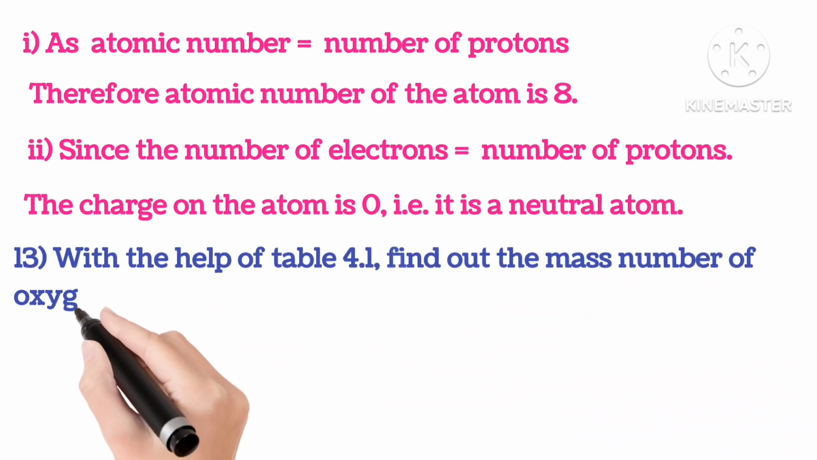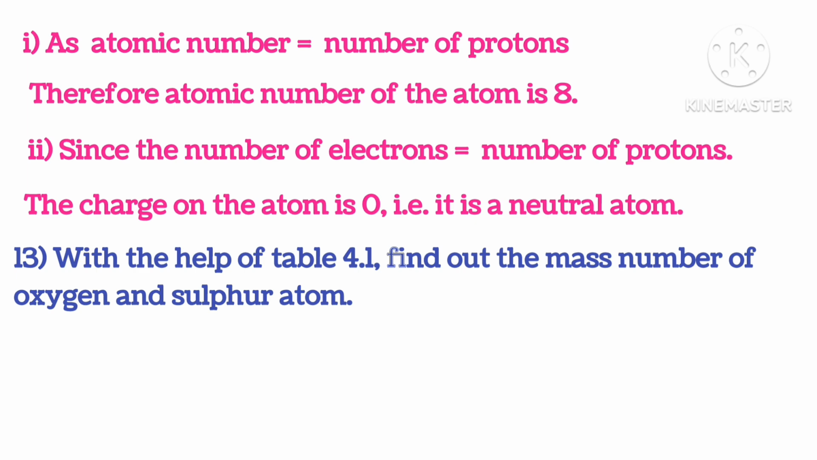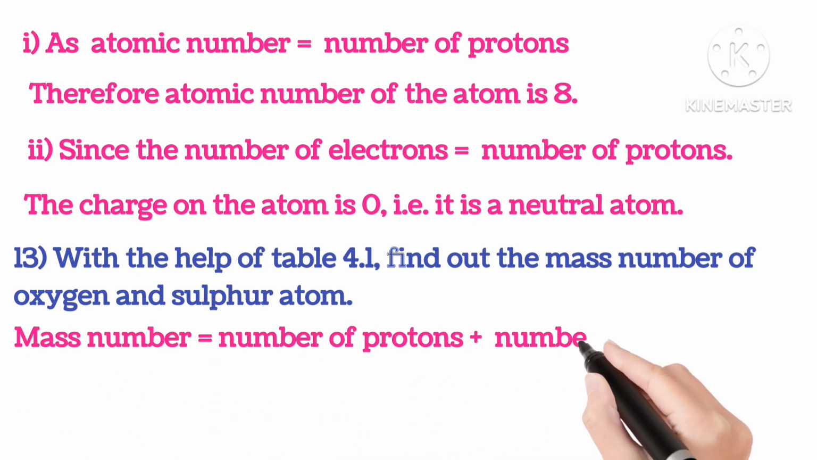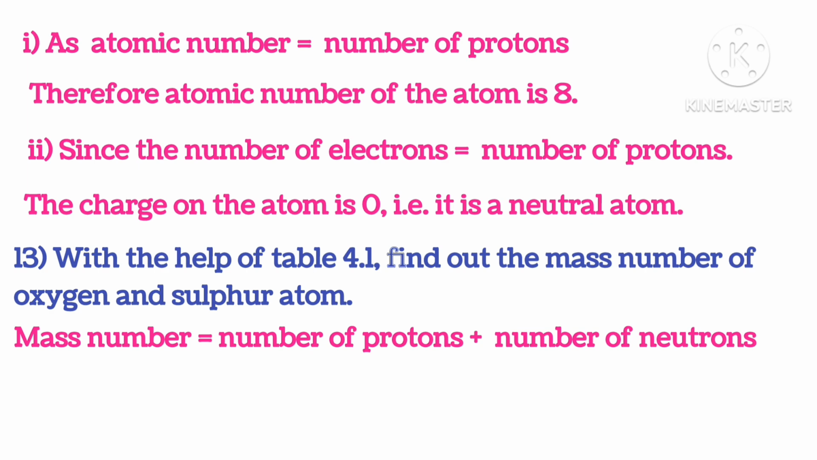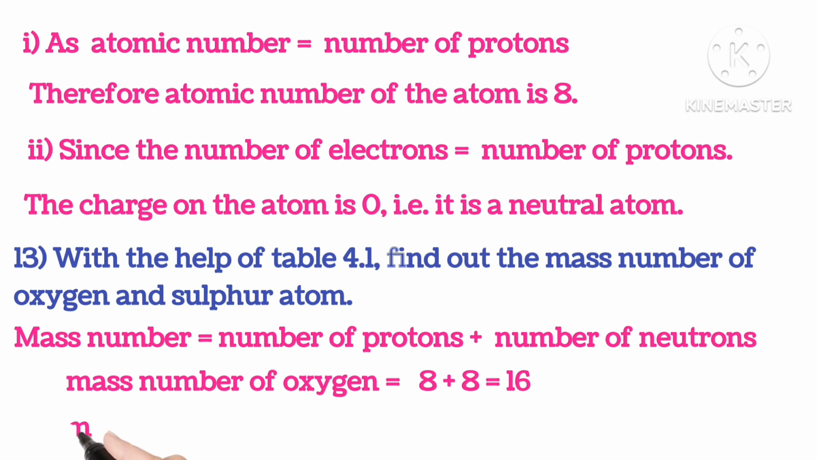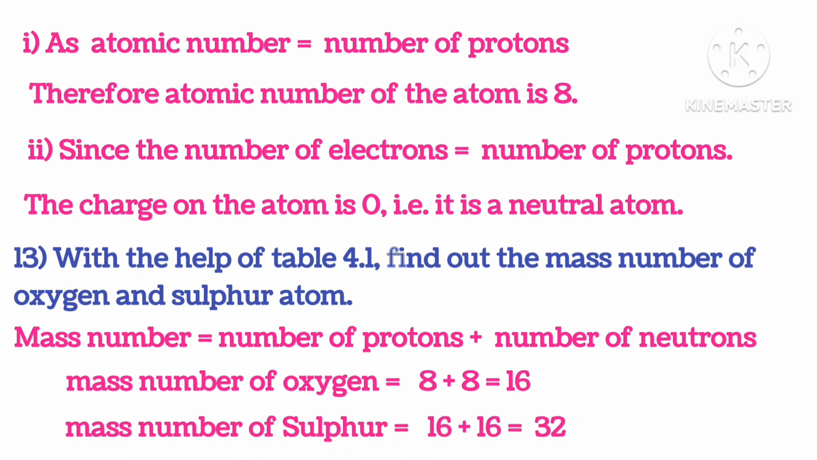With the help of table 4.1, find out the mass number of oxygen and sulfur atom. You know, mass number is equal to number of protons plus number of neutrons. So the mass number of oxygen will be 8 plus 8, that is 16, and the mass number of sulfur will be 16 plus 16, that is 32.